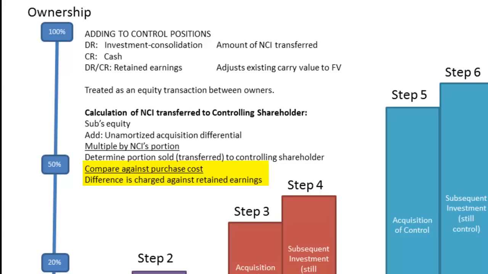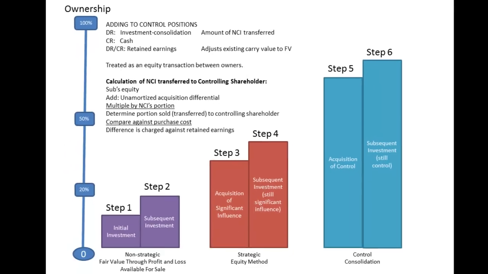This amount is compared against the amount that the parent paid for the block of shares from the non-controlling interest, and it's entirely possible that there's going to be a difference. Because this is an equity transaction, the difference does not get capitalized, nor does it get flushed through the income statement. Instead, it goes as a direct charge to the retained earnings. The consolidation process carries on as it has on a go-forward basis.